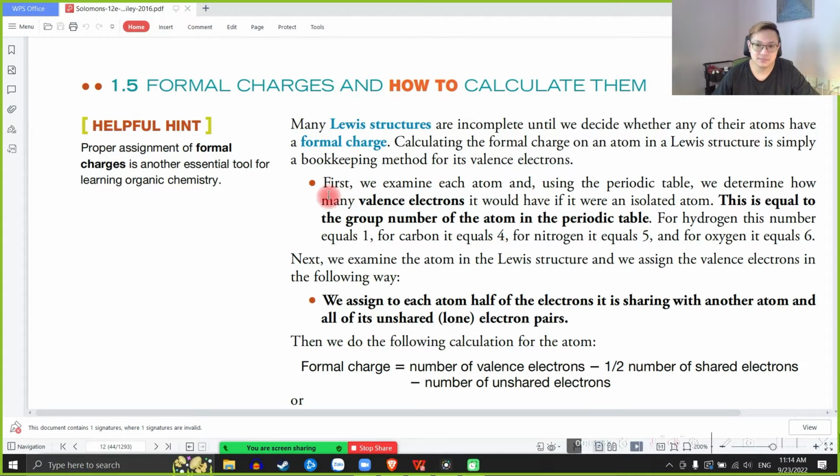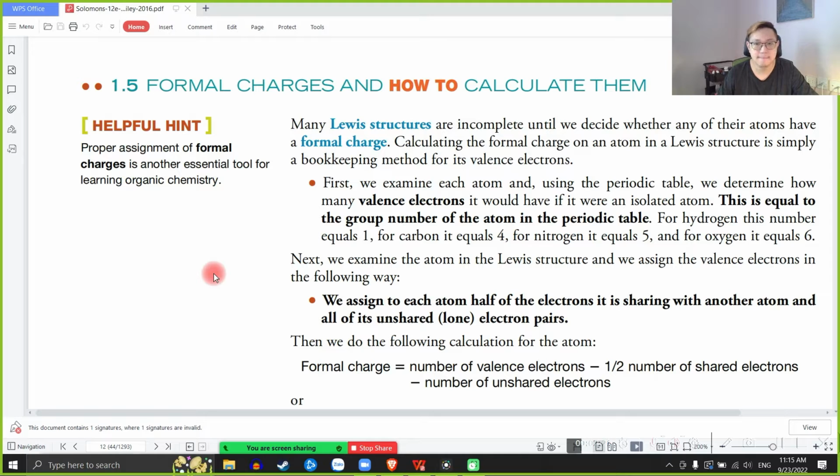Now let's read this one. Miss Han, can you read it out? First, we examine each atom, and using the periodic table, we determine how many valence electrons. It's examine and determine. Be careful.